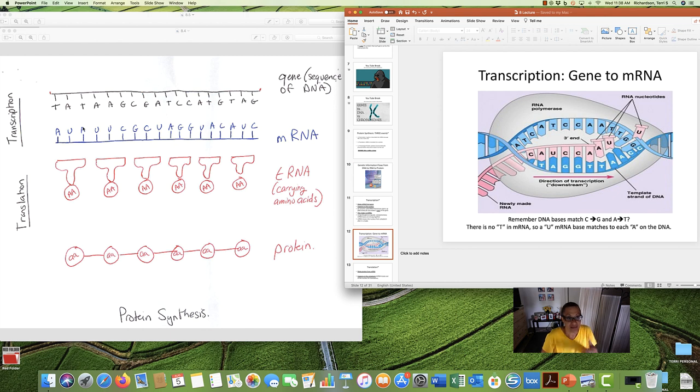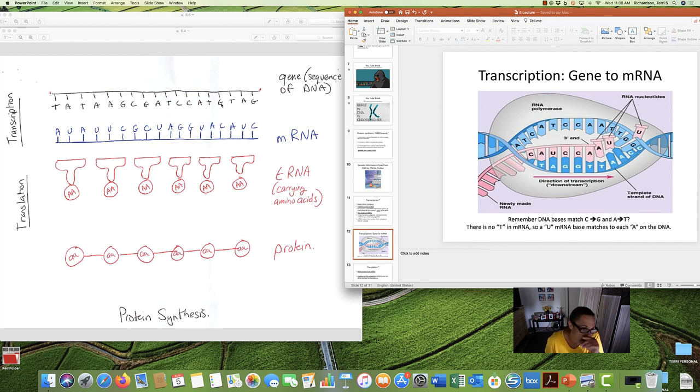T, A will come in. A, U will come in. There's an A, U comes in. There's a G, C. There's a C, G comes in, G to C, A and U, T and A. I'm hoping that you can see and predict what base will be placed in the mRNA by looking at the gene. Very important. You must be able to tell me what base would go in the mRNA if I told you what's the base on the gene.